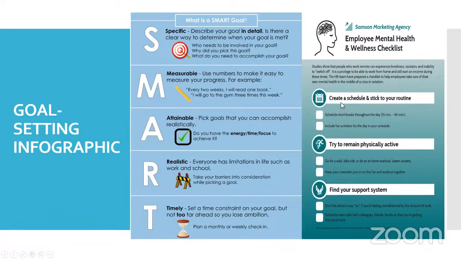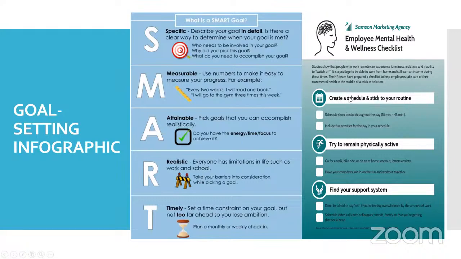So how we are making it: we are creating a schedule and sticking to your routine. Schedule short breaks throughout the day, 15 minutes for 45 minutes. Include fun activities for the day in your schedule. Second is try to remain physically active. Go for a walk, bike ride, or do an at-home workout. Lowers anxiety. Have your co-workers join in on the fun and work out together. Then find your support system. Don't be afraid to say no if you are feeling overwhelmed by the amount of work. Schedule video calls with colleagues, friends, family so that you are getting that social time.